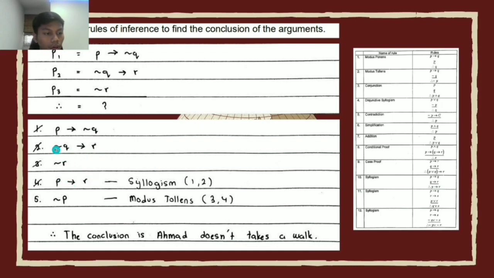So now we have not R and P implies R, and for these two I think it's best to use modus tollens, which we get not P. So when you can't simplify anymore, that will be the final conclusion. So our final conclusion is Ahmad doesn't take a walk.